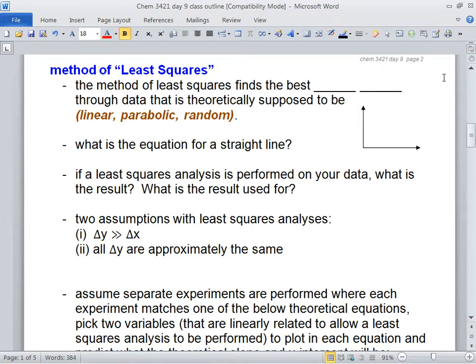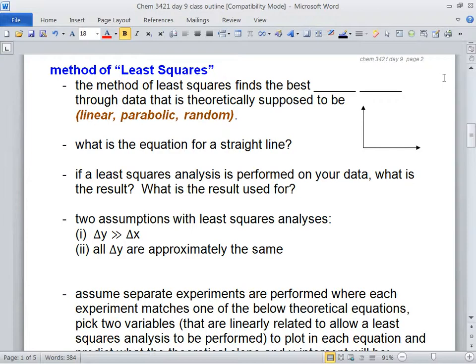Anyway, so there are different ways to calibrate, and we're talking about in the chemical laboratory. There are some easy ways and some hard ways. It all really depends on the sample and how you're analyzing it. But we'll cover the general ideas of how things go, and we'll start off with the method of least squares.